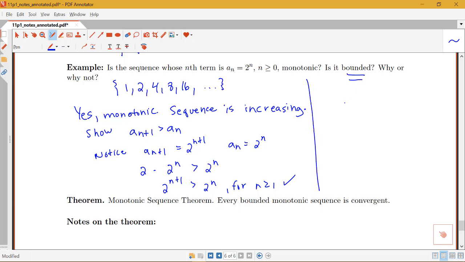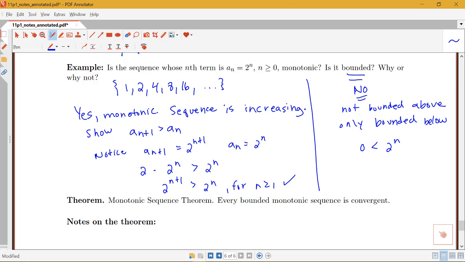Is it bounded? Well, no, because it's not bounded above. It's only bounded below. Since the values here are going to keep increasing, we do not have an upper bound, but the values are all positive, so we can say that 2 to the n is always bigger than 0, but we don't have an upper bound.